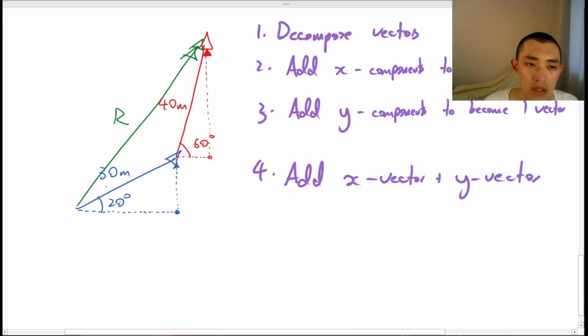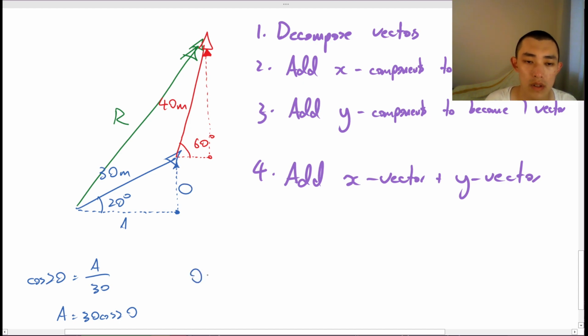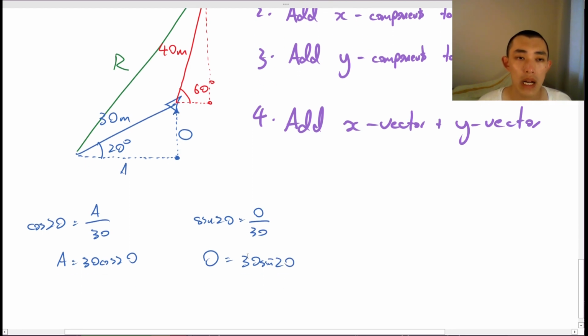So on this horizontal part, we can say that cosine 20 is equal to the adjacent over the hypotenuse of 30. So adjacent is equal to 30 cosine 20. This one's the opposite, so we can say that sine 20 is equal to opposite over hypotenuse. So therefore the opposite is equal to 30 sine 20. Now, we can put that there.